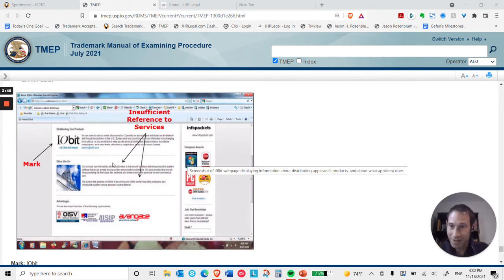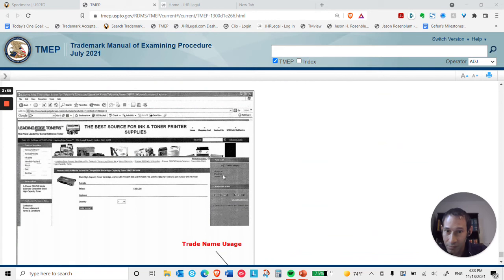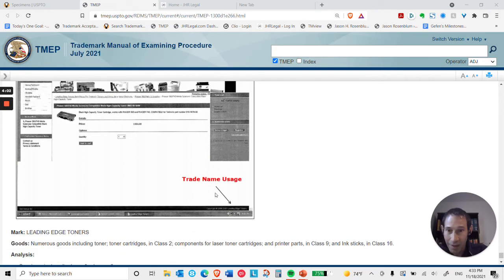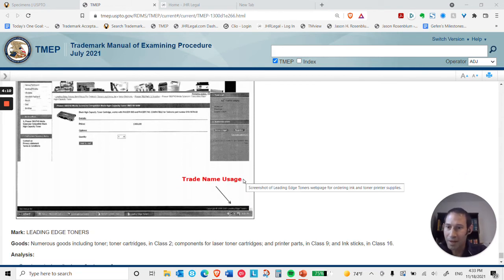Here you can see, I guess they filed for IOBIT, and essentially what it says here is that the description is insufficient reference of the services. Here's another one where they just had the trade name used at the bottom of the screen like that. That's generally not enough.